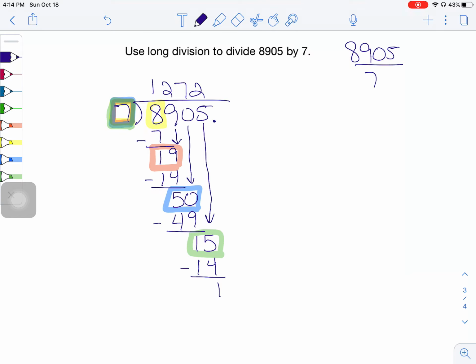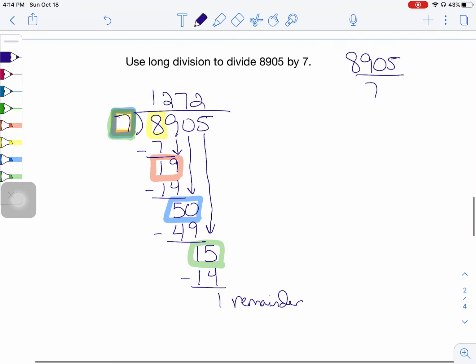Now, some of you might go, oh, I know what to do next. And you might say, oh, you put a decimal, and then you put a 0, and you can keep going. And you are 100% right. But for our purposes today, I'm not going to do that. Okay? This is your remainder. And with your remainder, all I want you to do is make a fraction out of it. So we're going to take this remainder of 1, and the fraction becomes 1 over 7.